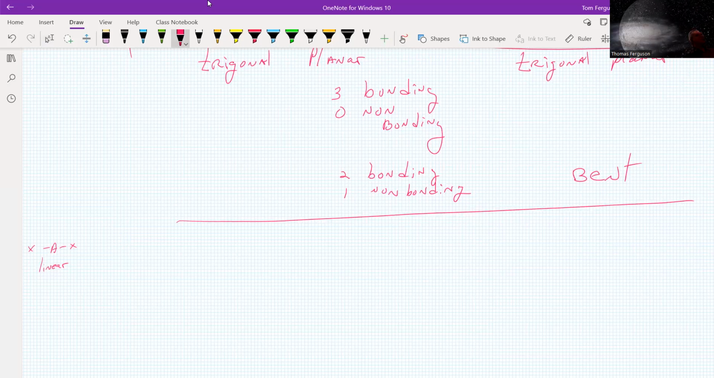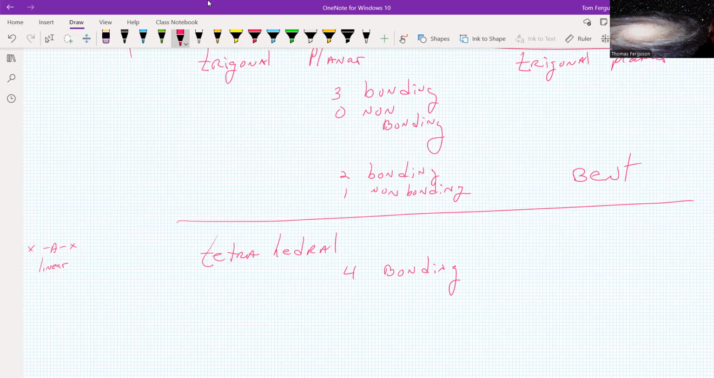So if we have four electron groups, that means the electronic geometry is going to be tetrahedral. And we have three options now. We have four bonding, zero non-bonding. And remember, if it's zero non-bonding, then the electronic and the molecular geometries are the same. So this would be tetrahedral.